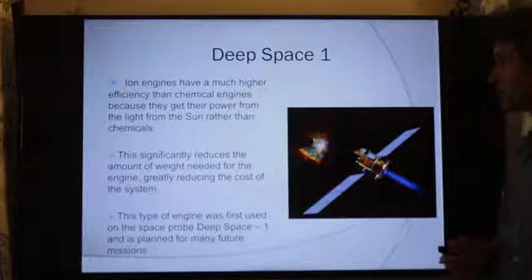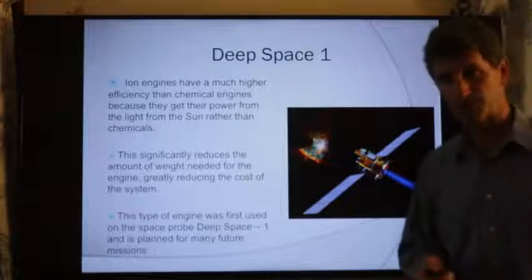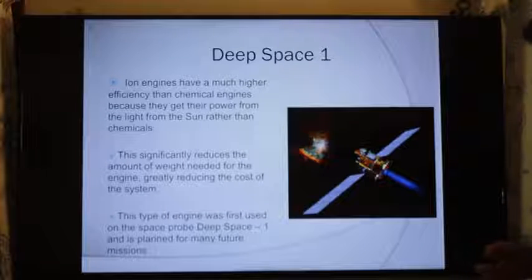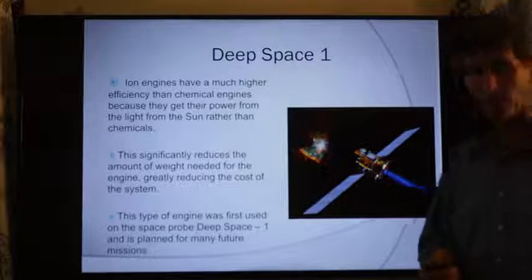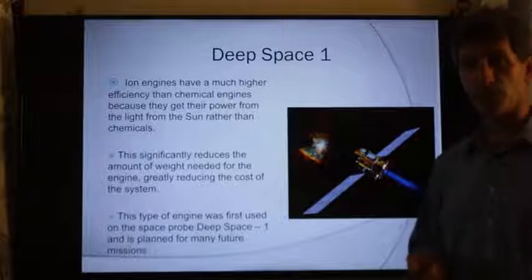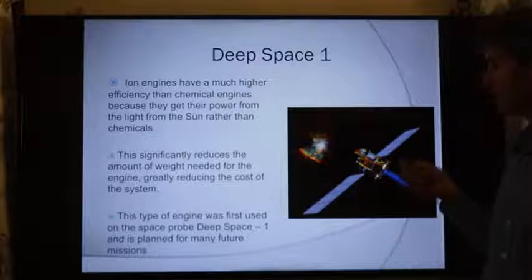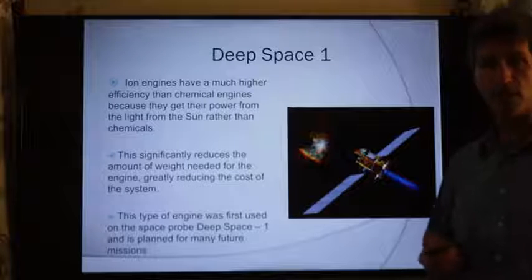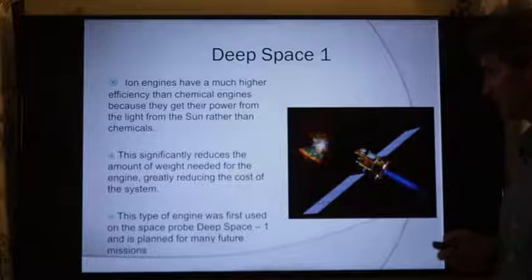Deep Space One was the first satellite to employ an ion engine, and this significantly reduced the weight of the propellant and the craft, meaning that it didn't need as large of a rocket to get into space. And Deep Space One was able to visit many asteroids due to this new technology.